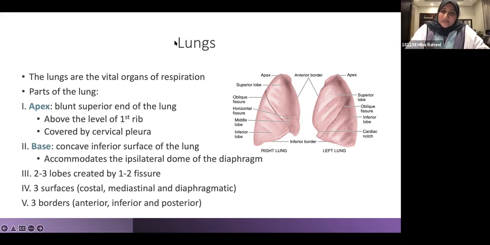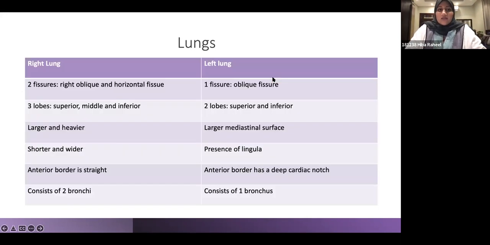And it has 3 borders: the anterior border, the inferior border, and the posterior border. Now, this is an extremely important slide. I'm ready to spend 10 minutes on this if you want me to. Almost every year this comes as a question, as an OSCE station. They can give you two pictures and ask you to identify which lung is which. In the lab, they would give you two lungs and ask which one is right and which one's left. So, very important slide.